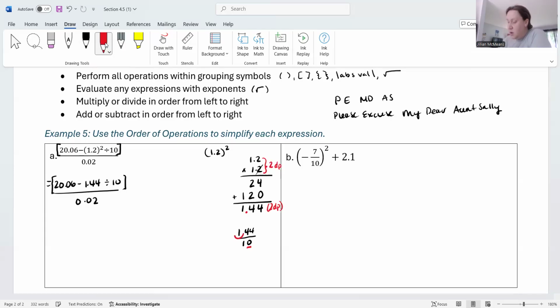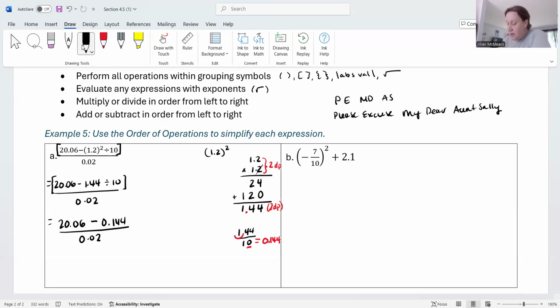So that makes 1.44 divided by 10 equal to 0.144. So I've got 20.06 minus 0.144, and then I can divide by 0.02.